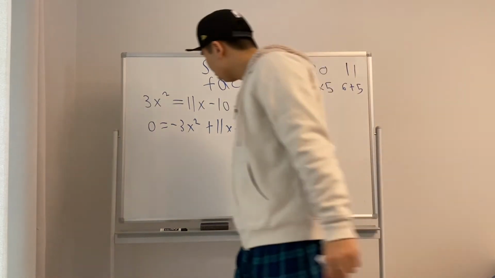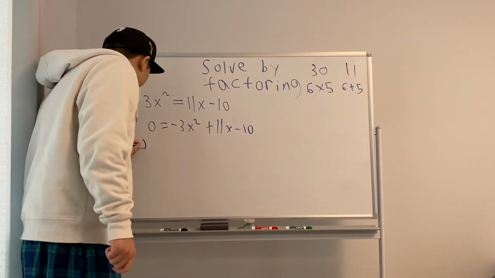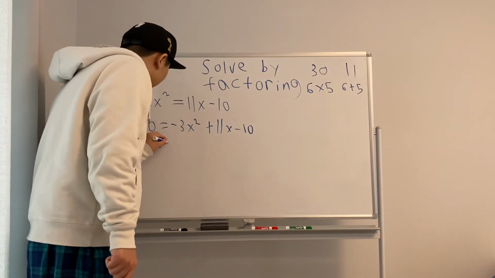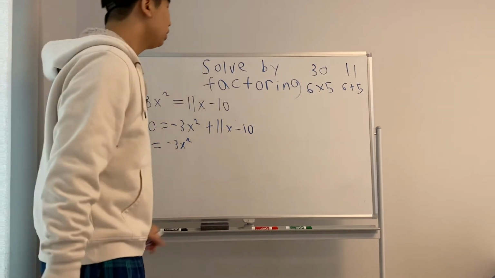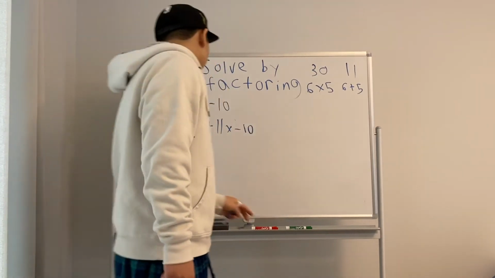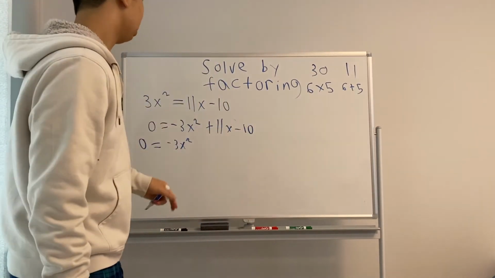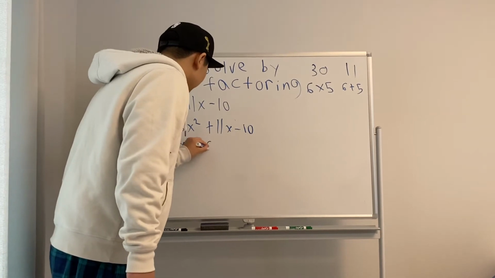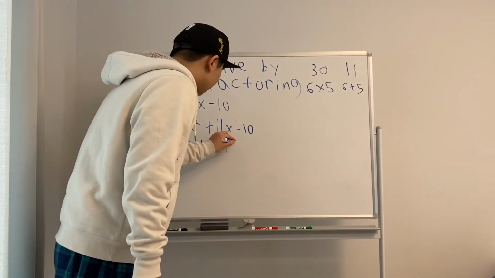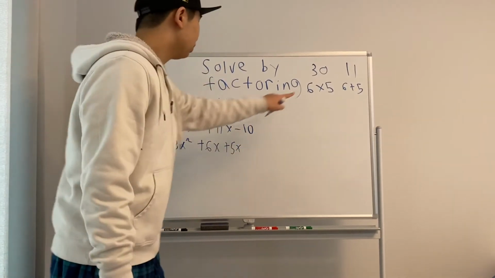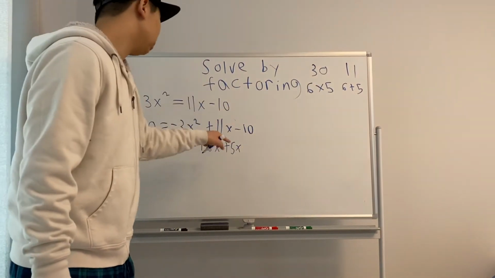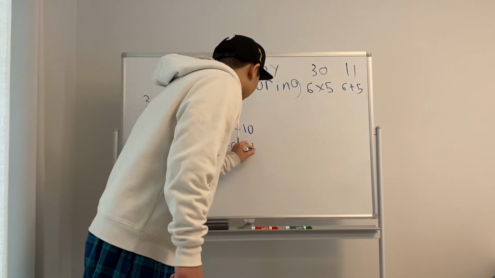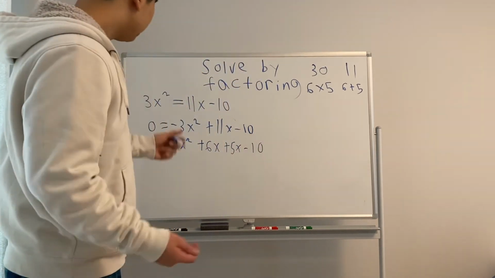So now it's just simple factoring. We have negative 3x squared. Now remember, when a is not equal to 1, the two numbers you come up with here, you have to split the b value into those two terms. So we have plus 6x plus 5x, because we split this b value into these two terms. Then we have minus 10. And now you just factor by grouping.